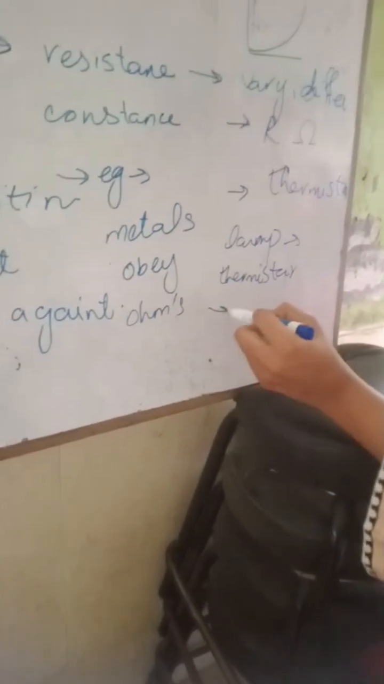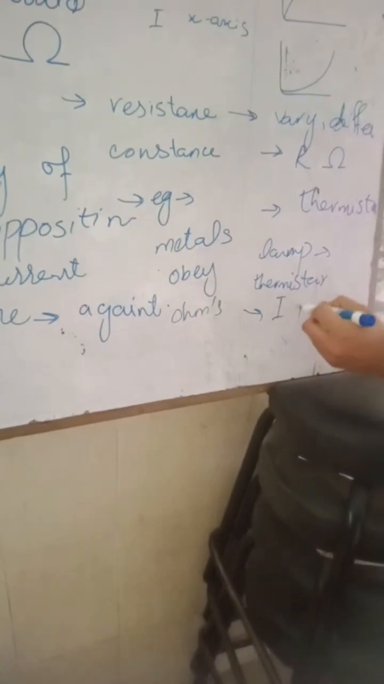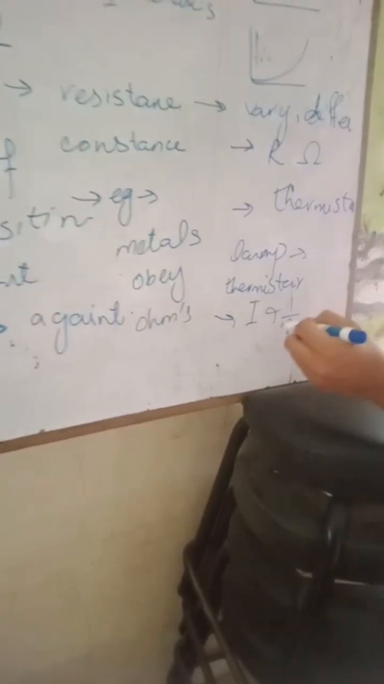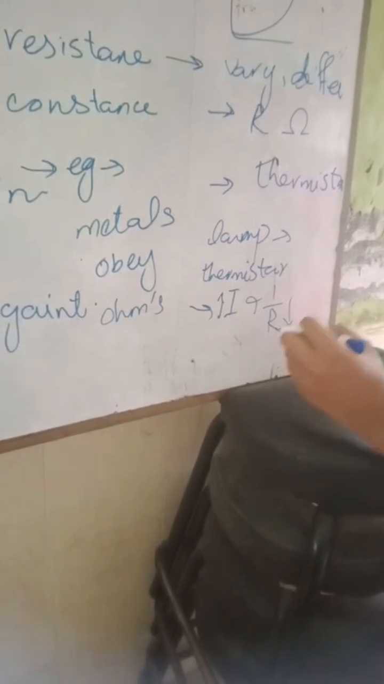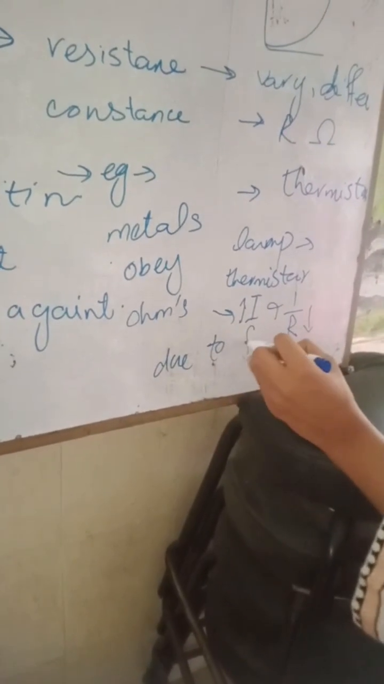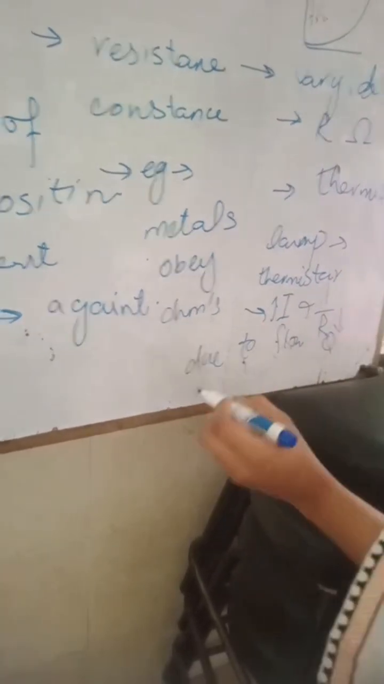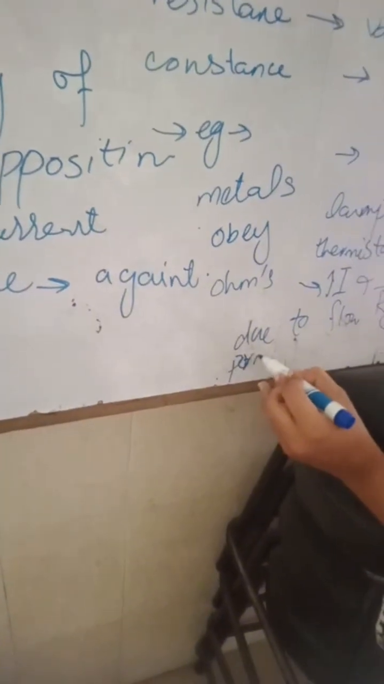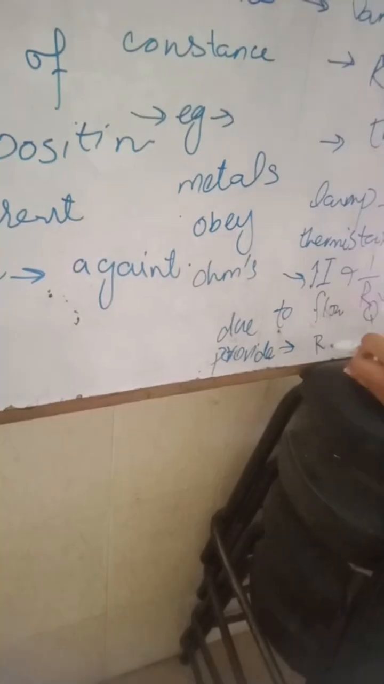in which resistance can vary. When current increases, resistance decreases, because both are inversely proportional. Current increases due to flow of charges, which provide heat. That's why current increases and resistance decreases. This is ohmic and non-ohmic conductor.